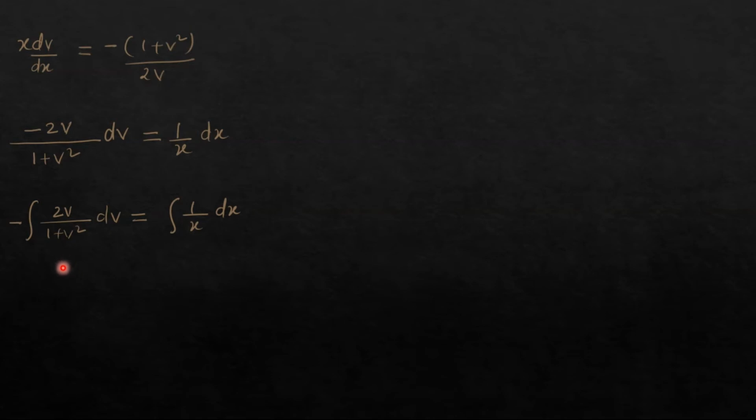Now I will have to make another substitution, that is, let us say 1 plus v square is equal to t. Let us differentiate with respect to t. Differentiation of 1 will be 0, 2v dv by dt, I am differentiating with respect to t, okay? And differentiation of t will be 1. So it will come out to be 2v dv is equal to dt. So here 2v dv is there, so I can replace it by dt.